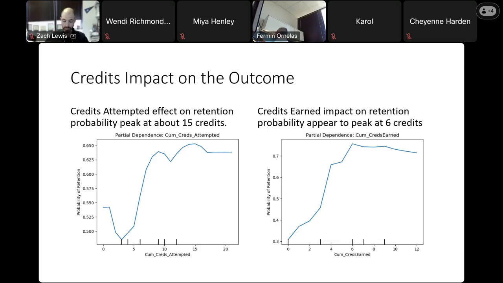Now, here we have some graphs, some charts, and it's again trying to stress how these variables impact the outcome of interest. If you look in here, this partial dependency for cumulative credits attempted, at 15 credits you get the maximum lift for this variable. And that agrees with what people have investigated in the literature.